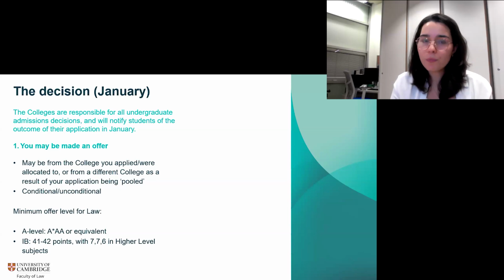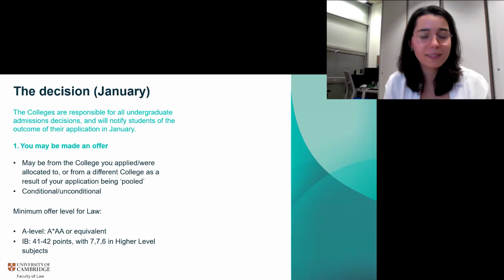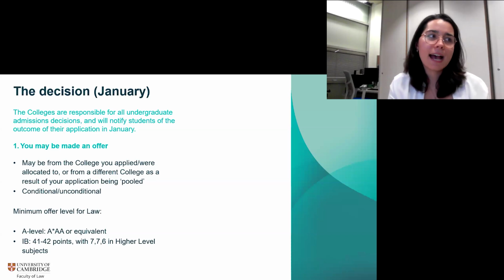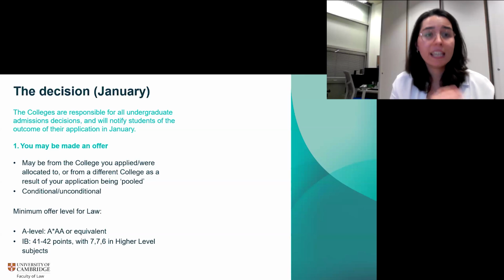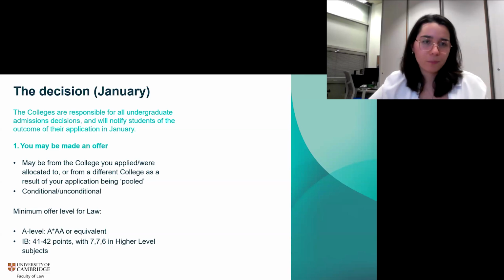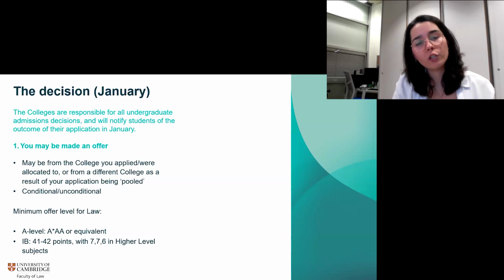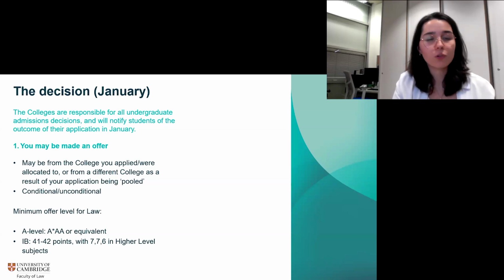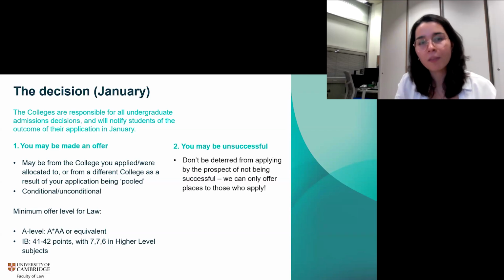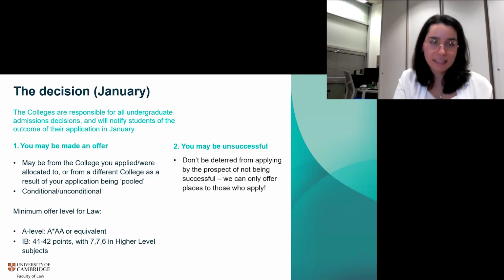And they might be conditional, and usually they are. So that's usually finishing the academic qualifications you are currently taking with certain grades. Or it might also have an English language requirement attached to the offer. Or it might be unconditional if you have already started your qualifications. The minimum offer level for law, as we said, is A*AA or equivalent, or 41 to 42 points in the International Baccalaureate with 776 in your higher level subjects. Or you might be unsuccessful.